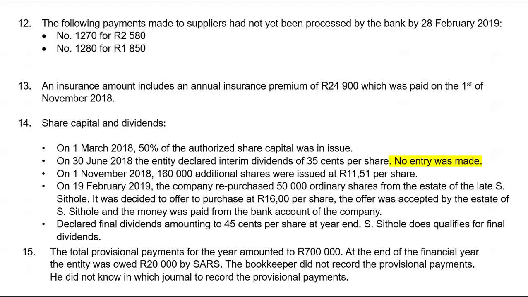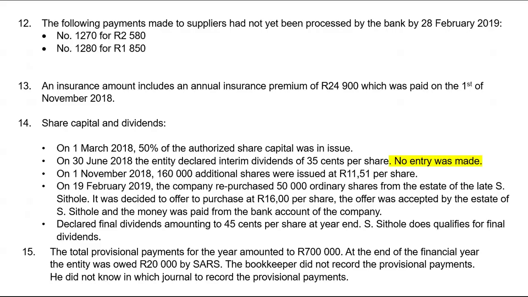I will record the 160,000 shares that were issued on the 1st of November for 11 Rand 51 cents. Record them and calculate my share capital, which will be 160,000 multiplied by 11.51. It'll give me 1,841,600. And then they said we bought back 50,000 shares, right? On 19 February 2019, the company repurchased 50,000 ordinary shares. So I will put them in brackets here.